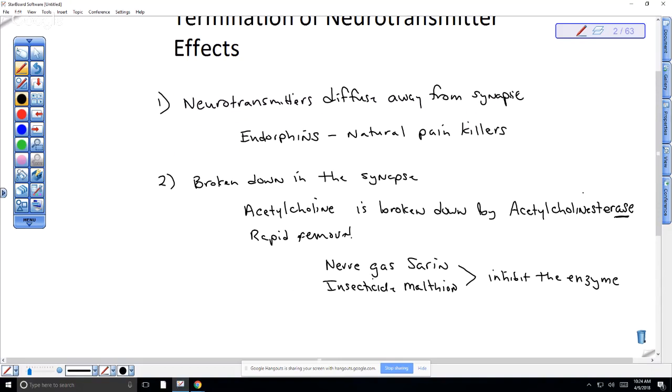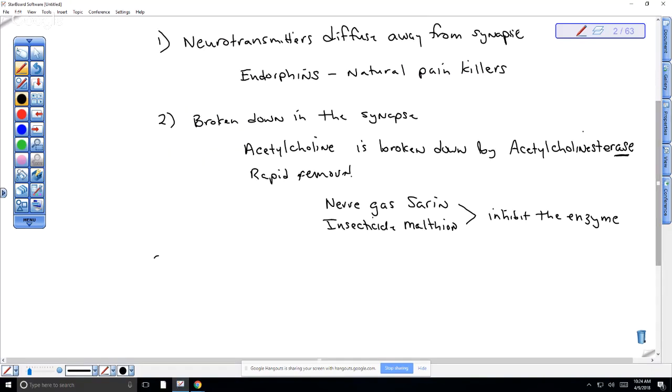And the third way that a neurotransmitter can be removed from the synapse is it can be taken back up out of the synapse by the presynaptic neuron. So reuptake by the presynaptic neuron.